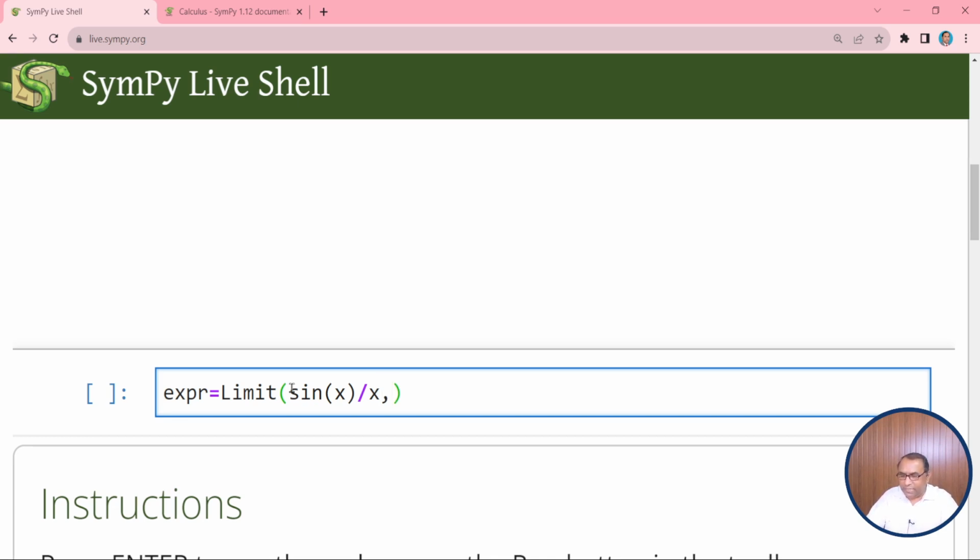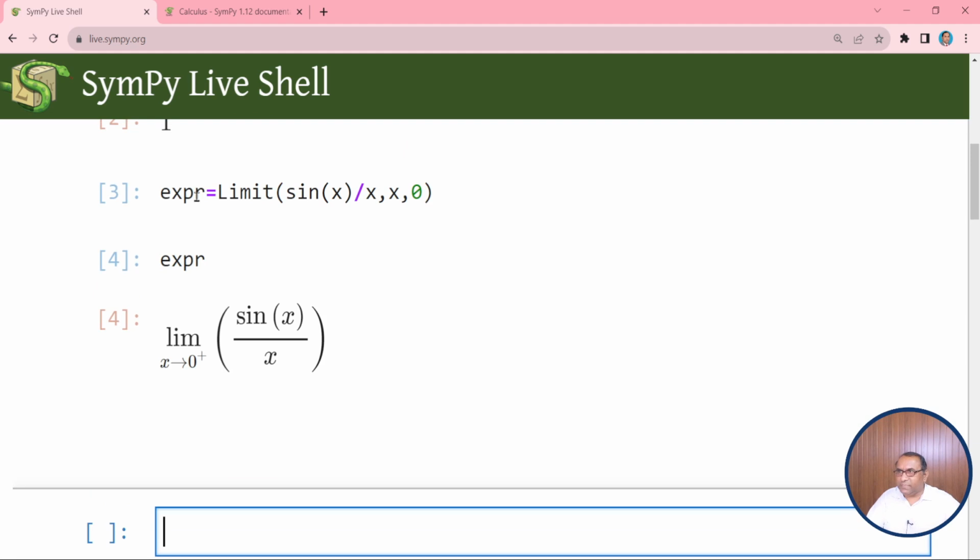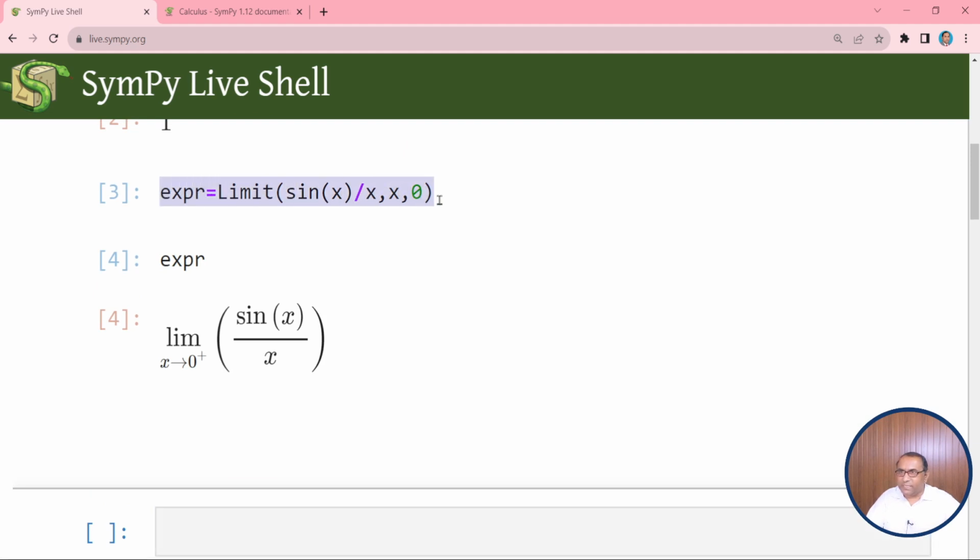So the limit we have is x approaches 0. This is the limit, and then enter. Again use expr for printing the value. You can see this is the syntax in Python. On the left hand side is expr, and the input which we give here is limit sin x upon x with the limit x equals 0. All the information on the right hand side is stored in expr. When you enter expr again, this will print the above statement in symbolic form.